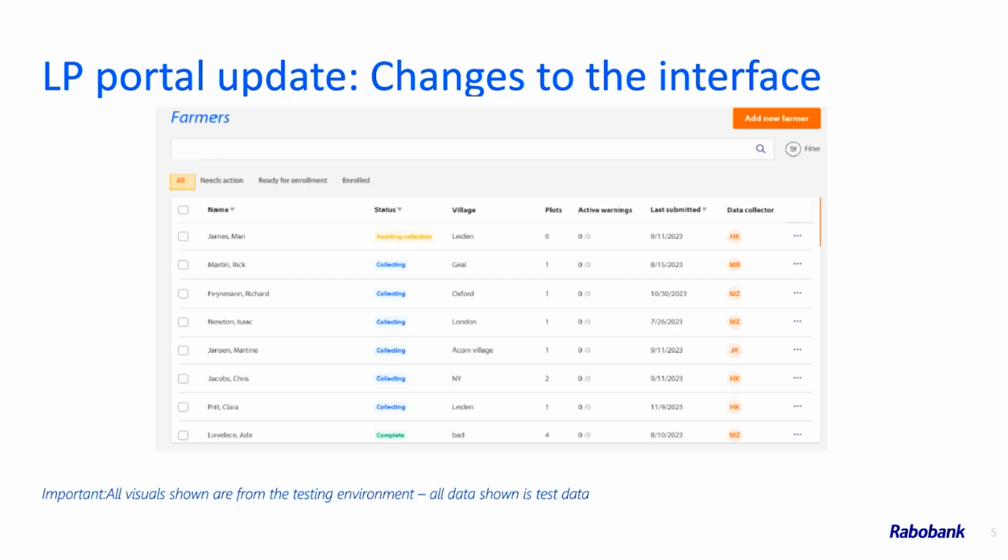Most of this is going to be a recap of what has happened in the last month. So as you remember, this was, I think, how a lot of people remember the LP portal. We have a farm overview and we have different statuses. So statuses ranging from awaiting collection, collecting, complete, and enrolled.